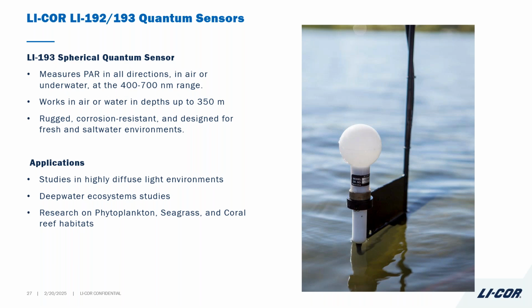Applications for this, again, studies in highly diffuse light environments, turbid waters. Again, I did mention you could technically use this too in air environments under dense plant canopies, if that's of interest. Deep water ecosystem studies where light scattering is significant, or you can also use it for phytoplankton, seagrass, coral reef habitats. Those research studies where penetration of light is more complex. So as you can see, both of these sensors are very similar, but they fit different use cases based on their application.